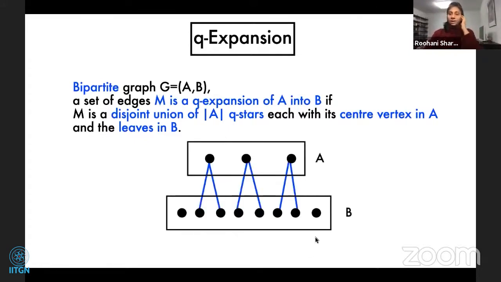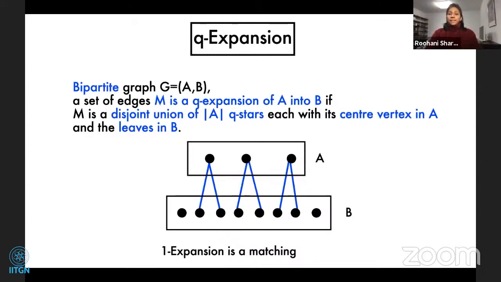So if you have a bipartite graph A and B, here is a 2 expansion of A into B, because I've given you disjoint stars, so they are 2 stars because they have 2 leaves each and they're all disjoint, and there is 1 star for each vertex of A. So for every vertex of A, there is a star that has it as its center. This is Q expansion, and clearly 1 expansion is just the matching problem.